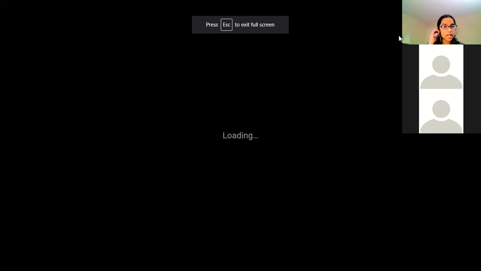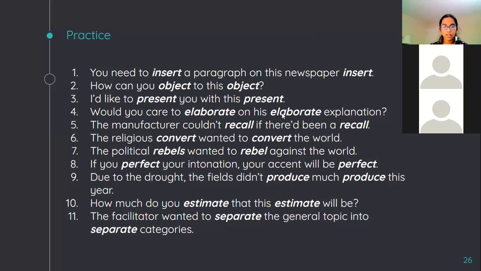Okay, so we don't have a lot of time, but it's okay. So the last one, let me do this again. The first part is a verb, so you would emphasize the end. The second part is a noun, so you would emphasize the beginning. When I say part, I'm talking about the words that are bolded. This is how you would see the sentence: The facilitator wanted to separate the general topics into separate categories.